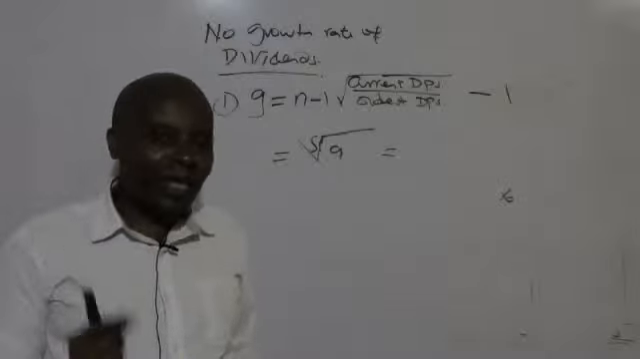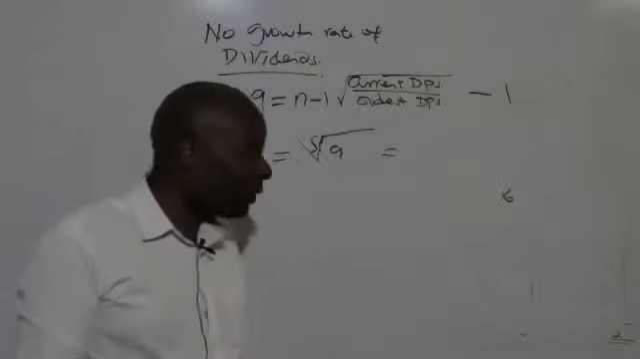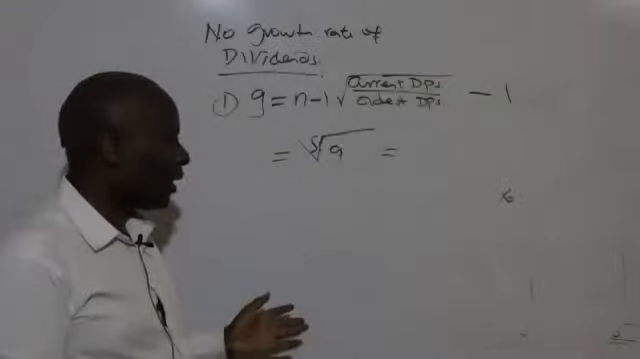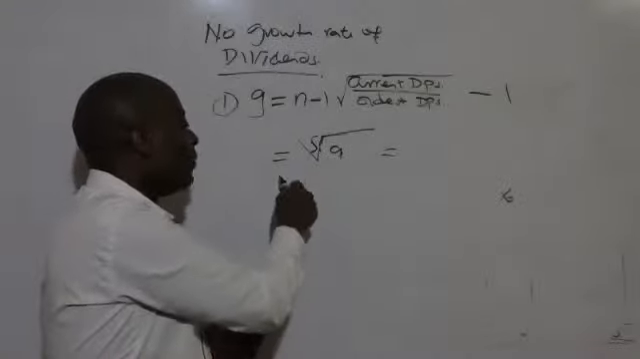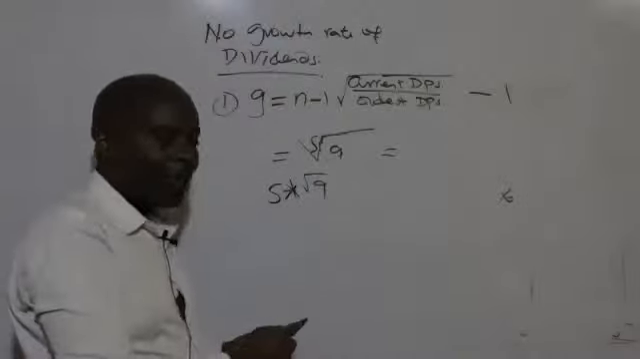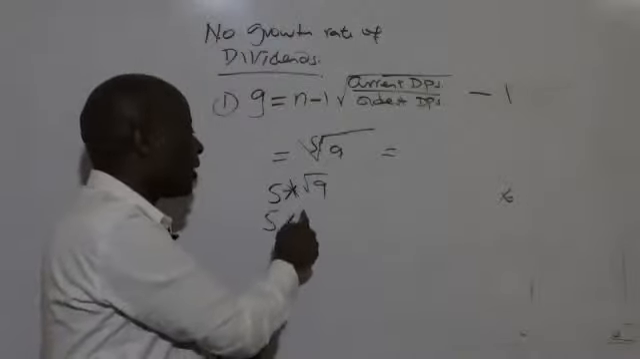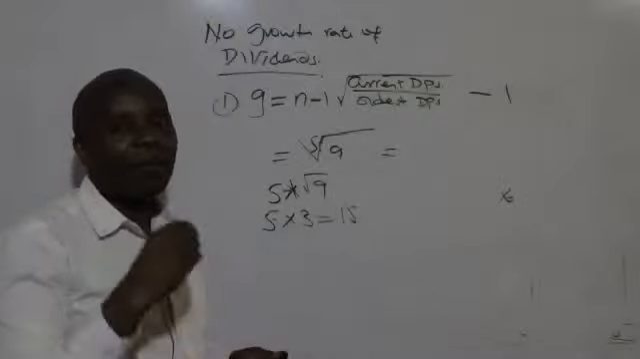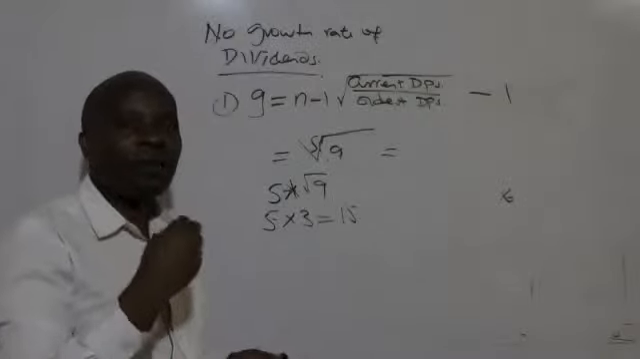Now, for the many years that I've marked KASNEB exams, I've never understood this about students. You will find a student telling you, teacher, it is the same as saying 5 times the square root of 9, that is 5 times 3, and that is how they get 15. Ladies and gentlemen, fifth root is something that is very different.